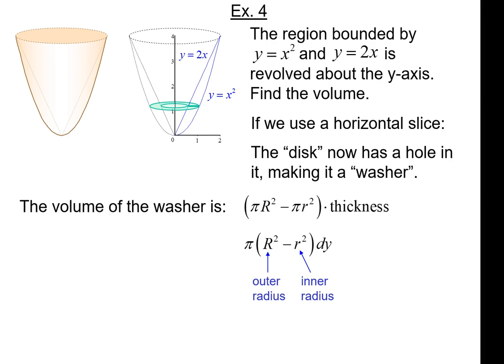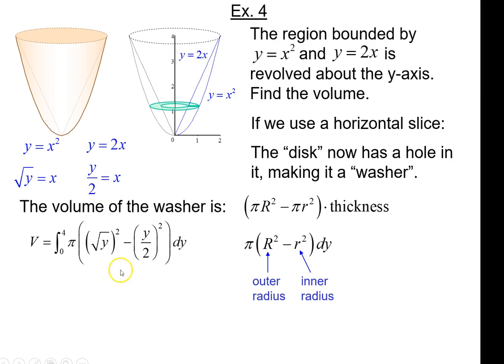The main thing that I want you to see is that because of that hole, we have to have two radii, an outer radius and an inner radius, and the outer is the one that's further away from the line we're rotating. Let's put all this in terms of y because it's a vertical axis of rotation. So y equals x squared turns into x equals the square root of y. Make sure you see I just take the square root of both sides. y equals 2x, divide by 2, we get x equals y over 2. So let's put all this together.